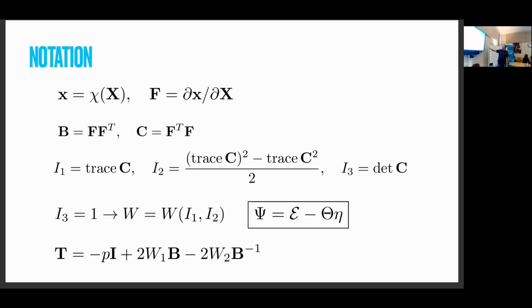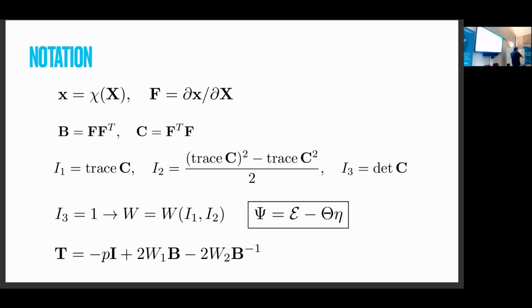But we use quantities related to F because we have this idea of objectivity, which is very important. The fact that if I deform a material, or if I deform and rotate rigidly the material, the internal forces are the same. So I use this quantity, and associated to this quantity, you have some invariant quantities, which are the trace, the second moment, and the determinant.